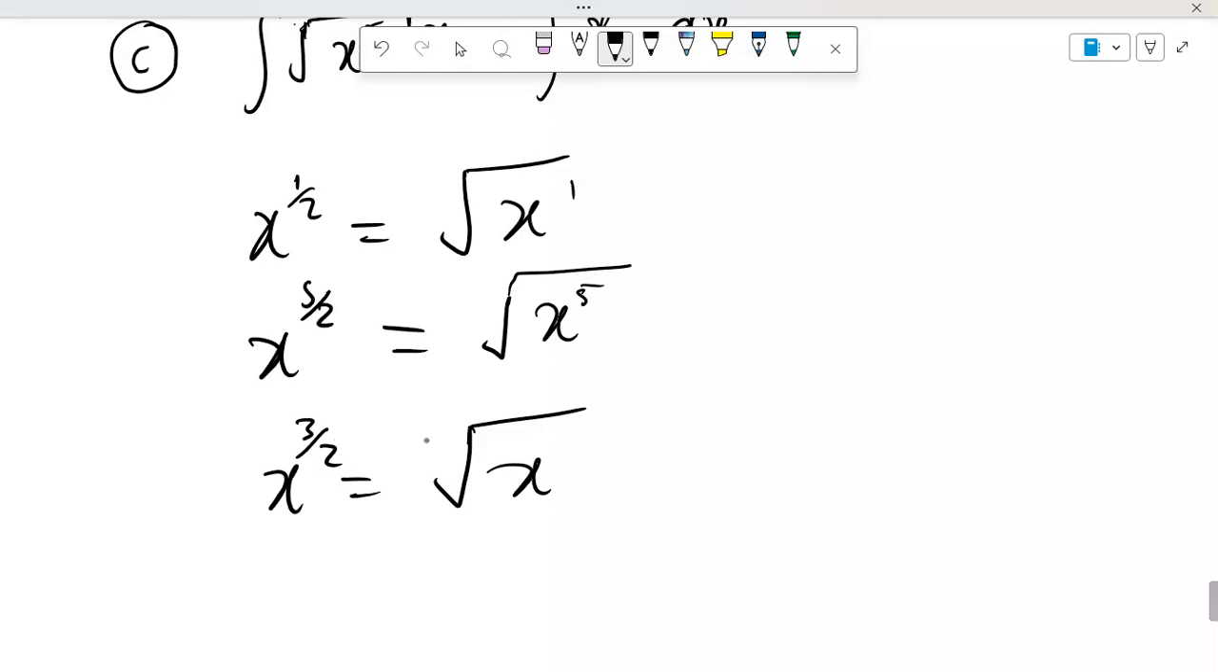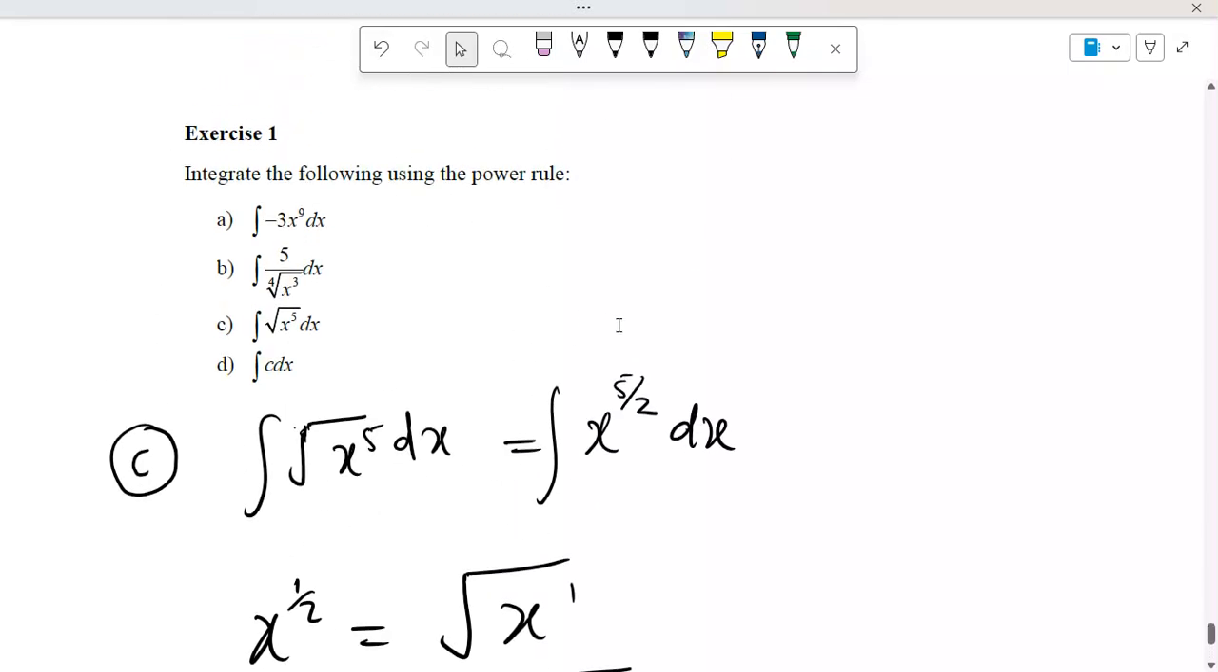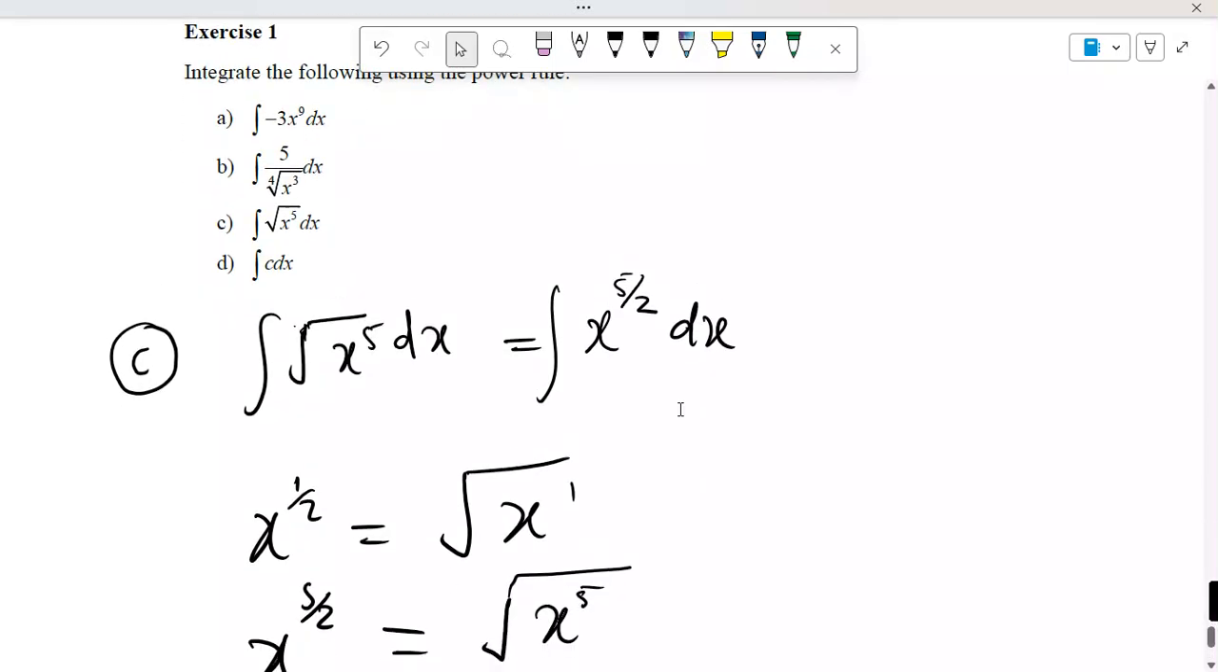The denominator is 2. We can't write it here, because the 2 already means a square root, so it will be just like this. Okay, so this is it. Now we apply the power rule. We add 1. There is no coefficient this time, so nothing to take out. So we say x to the power 5 over 2 plus 1, over 5 over 2 plus 1, plus c.